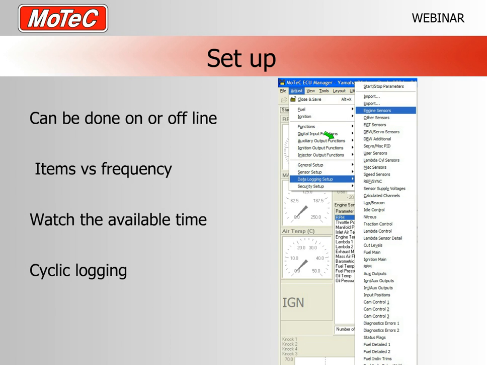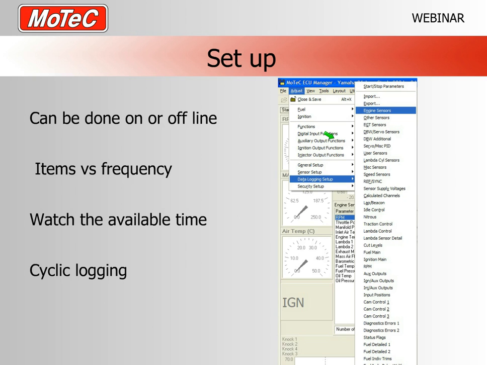So in the ECU, how do we set this up? You can do this offline or online. When you're doing it online, obviously there's a little bit more information, which we'll come to shortly, about your logging time and the number of channels. But for now, in this example, we'll assume we're online.